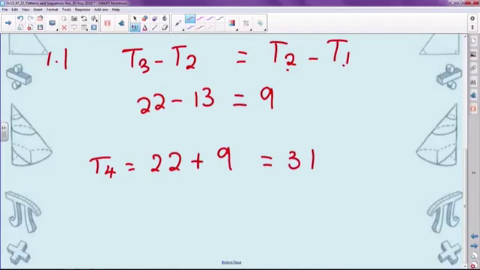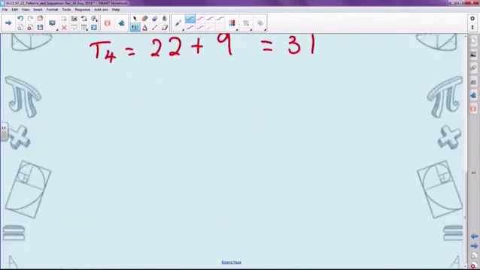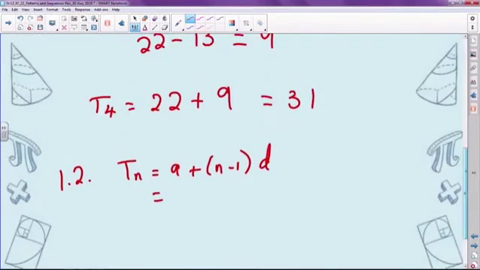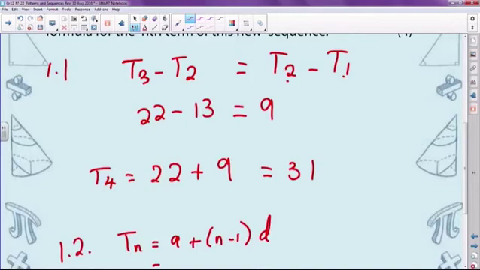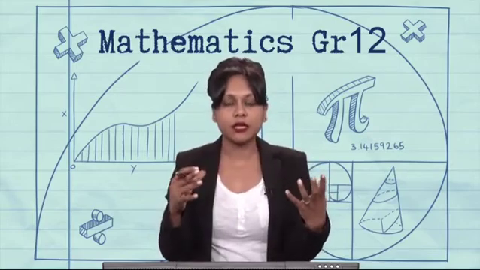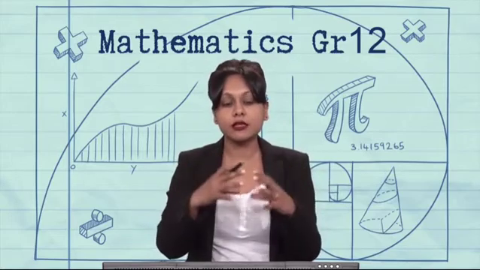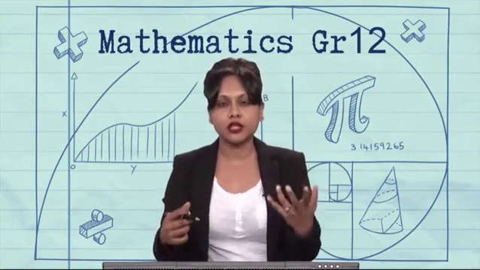Okay, let's go into the next one, 1.2. Determine the general term of the sequence. Here you need to remember that in an arithmetic sequence, Tn is equal to a plus n minus 1 times d. The general term will help you to find any term in this sequence. So you're not going to substitute specific values for n at this point. You want to get a general idea of what the term is so that whatever term you are asked to find, you'd be able to do it using this expression.